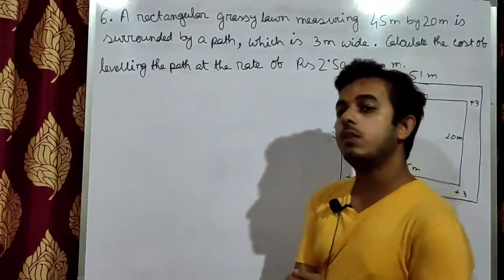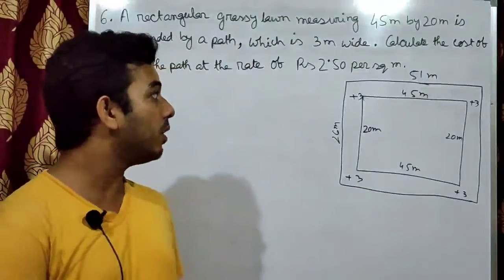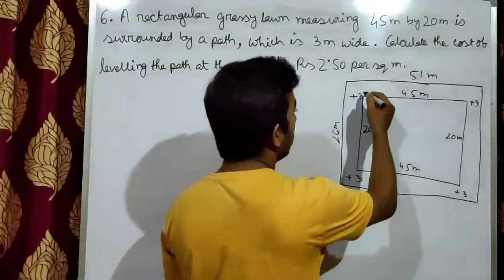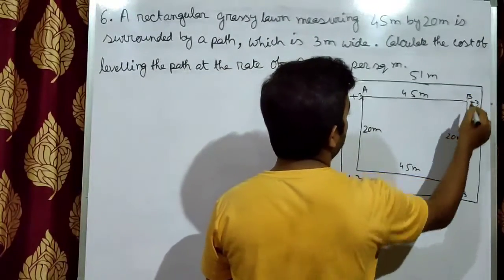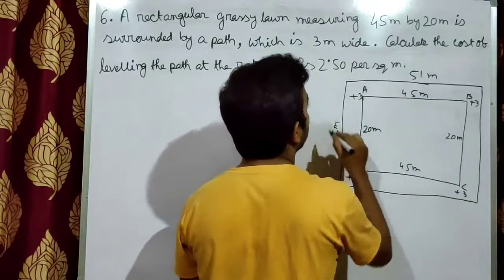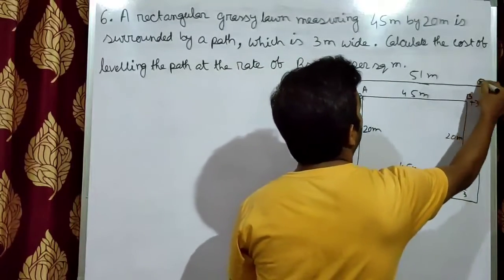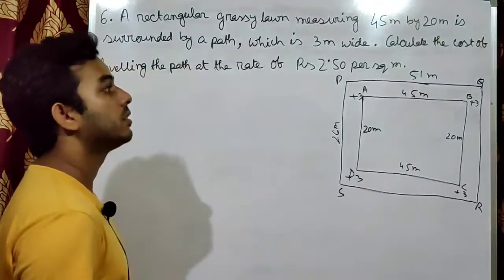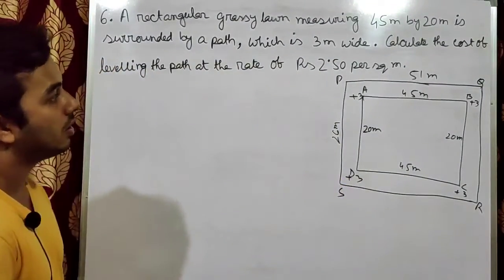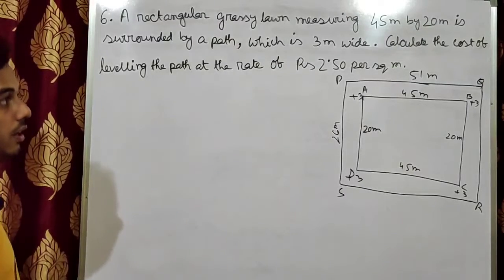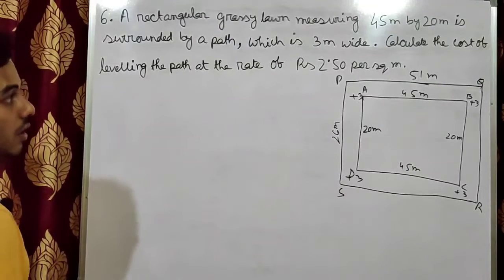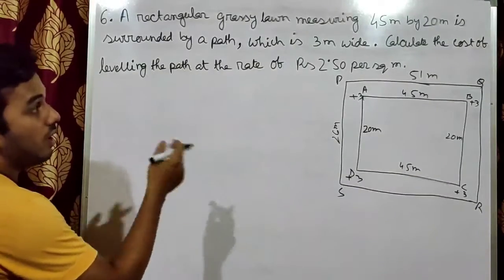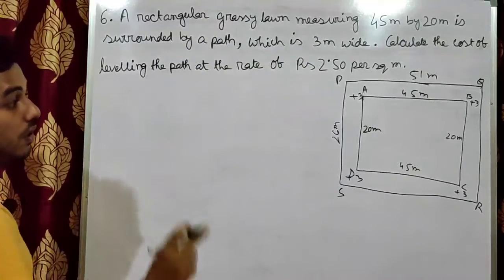One thing more we have forgotten, that we did not give the name of the park as well as the name of the path. So let us give names A, B, C and D. It is P, Q, R, S. P, Q, R, S. Clear? Okay. Now we will find the area of the lawn as well as the area of rectangle PQRS.